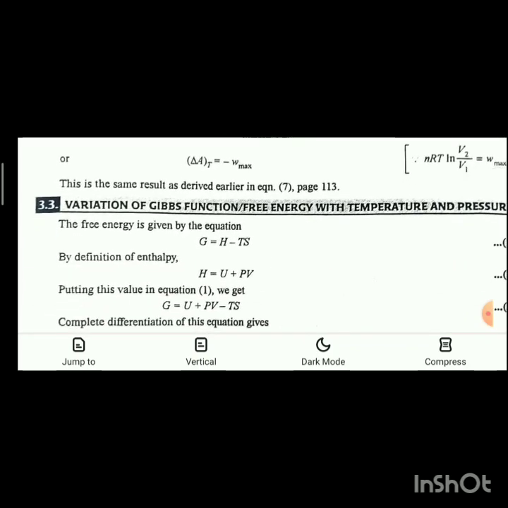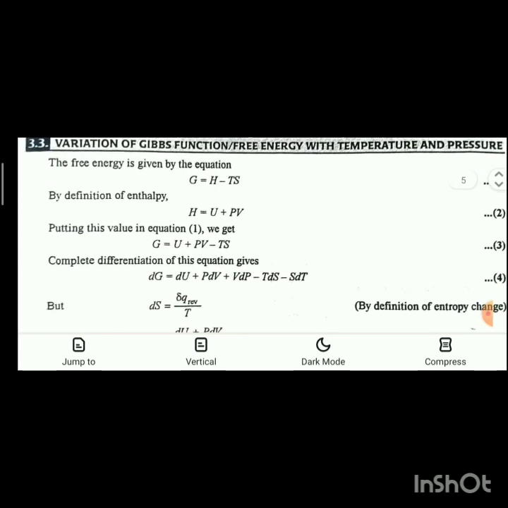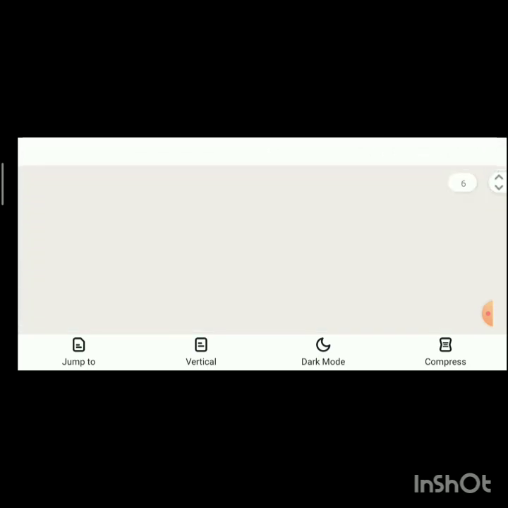Variation of Gibbs function, or free energy, with temperature and pressure. Free energy is given by the equation G = H - TS. By definition of enthalpy, H = U + PV, so G = U + PV - TS. Complete differentiation of this equation gives dG = dU + PdV + VdP - TdS - SdT. dS = δq reversible / T = (dU + PdV)/T, so TdS = dU + PdV. Substituting these values, dG = dU + PdV + VdP - dU - PdV - SdT = VdP - SdT. dG = VdP - SdT.